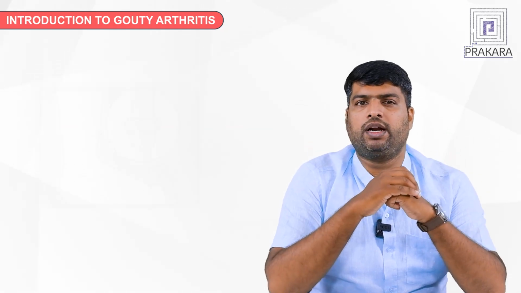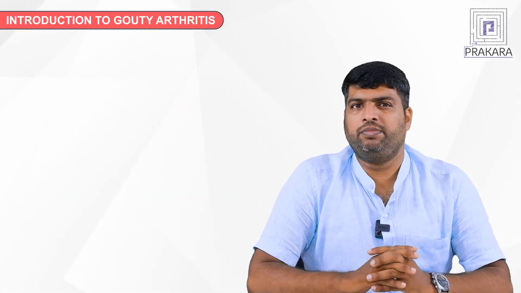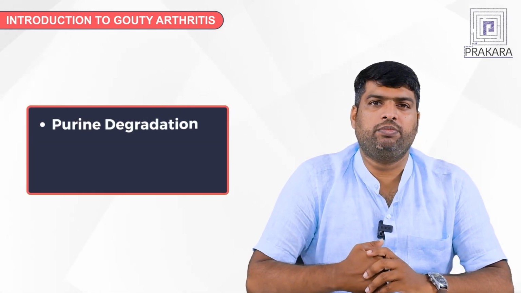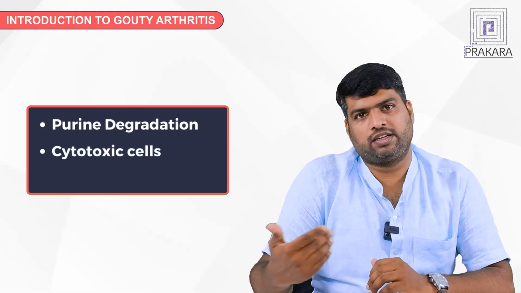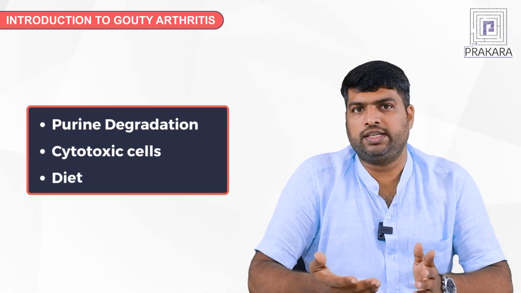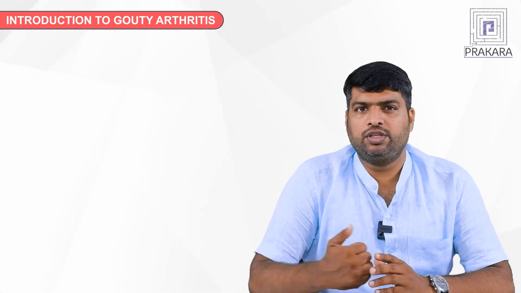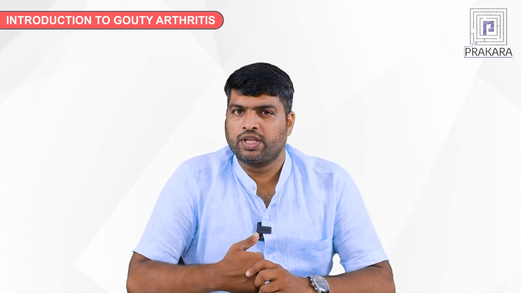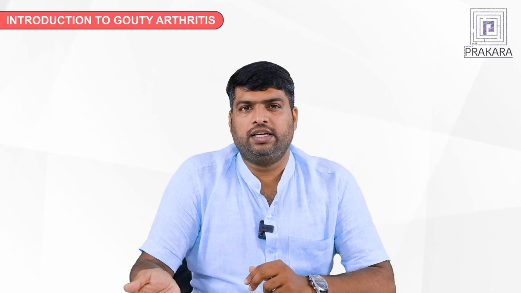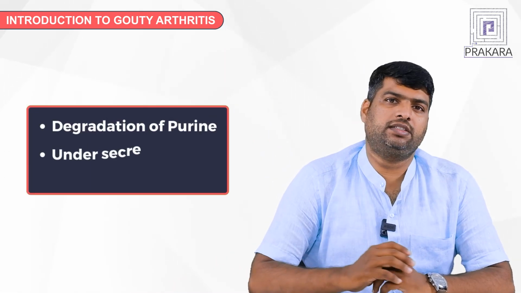If we are going to understand uric acid, what is uric acid? Uric acid is a waste metabolite formed due to purine degradation, and also because of cell cytotoxicity, whether from cancerous cells or normal cells. The diet is also associated with the production or degradation of purines. So uric acid levels increase in our body because of two things. One is the increased degradation of purine, and the second one is the under secretion of uric acid.